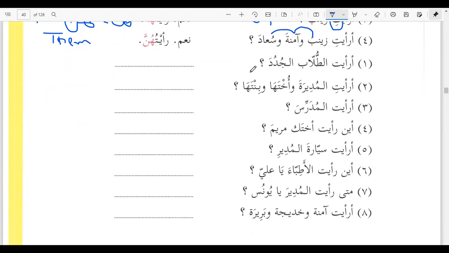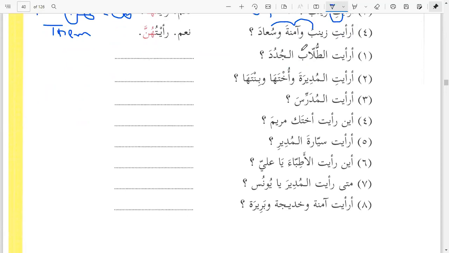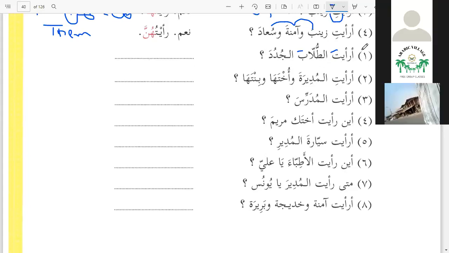Assalamu alaikum, sir. Wa alaikum assalam wa rahmatullahi wa barakatuh. Bismillahir Rahmanir Rahim. Ara'ayta at-tullab al-judud. Na'am ra'aytuhum.